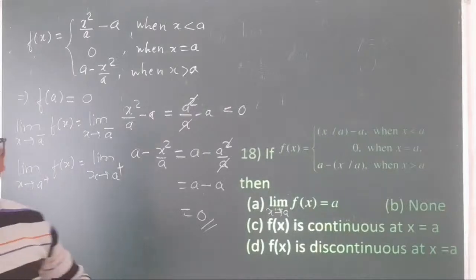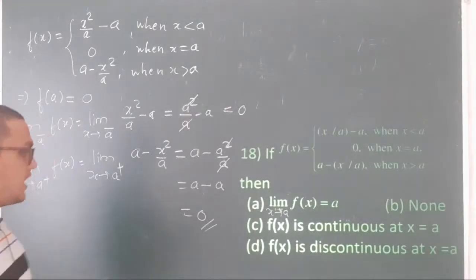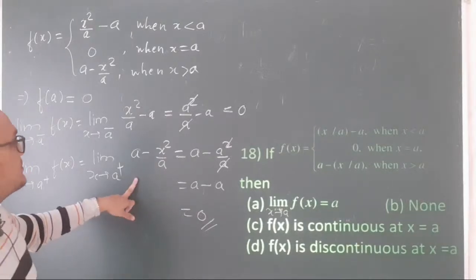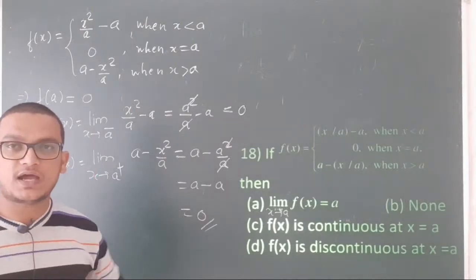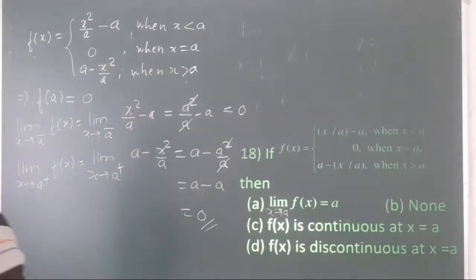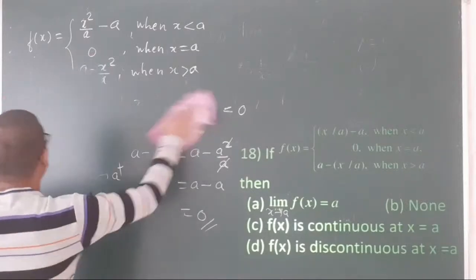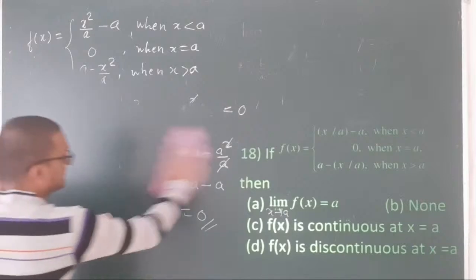So what you observe here, LHL answer is 0, RHL is also 0. Therefore LHL is equals to RHL, which means the given function is continuous at x is equals to a. So option C is correct here. Note down that solution. Simply we found out LHL and RHL. That's it.